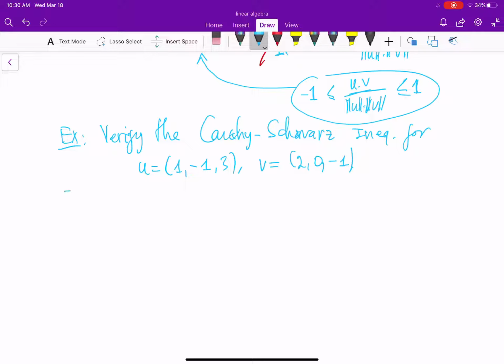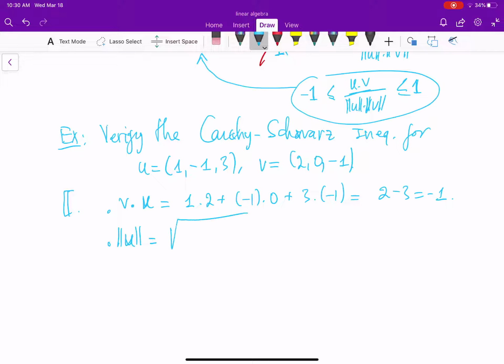Okay, so let's consider the product of u and v. That is 1 times 2 plus -1 times 0 plus 3 times -1. So you can find that is 2 minus 3, which is -1. And then you can find the norm of u, that is square root of 1 plus -1 squared plus 3 squared, which is square root of 11. And the norm of v is 2 squared plus 0 squared plus 1 squared, which is square root of 5.